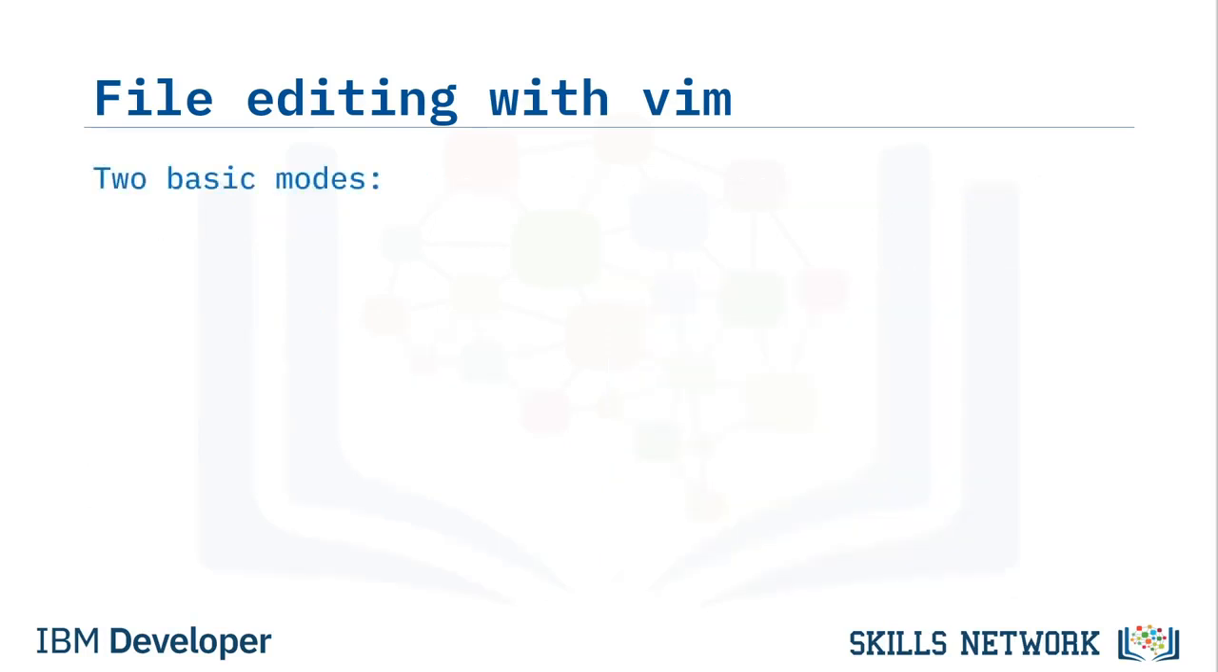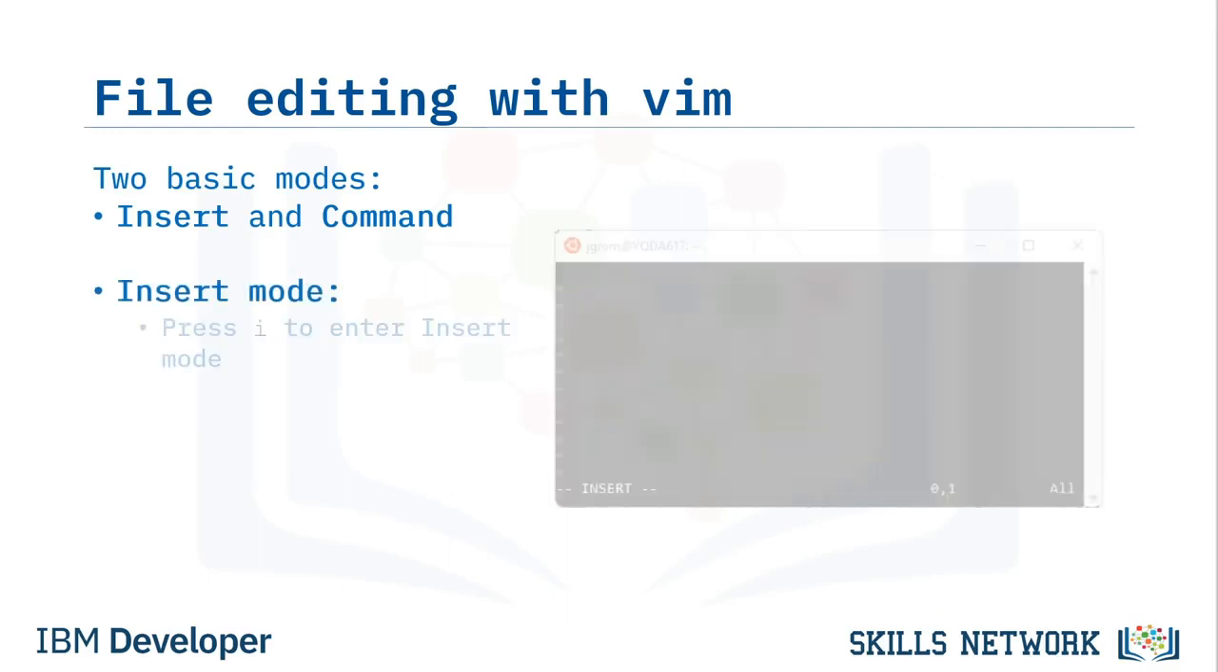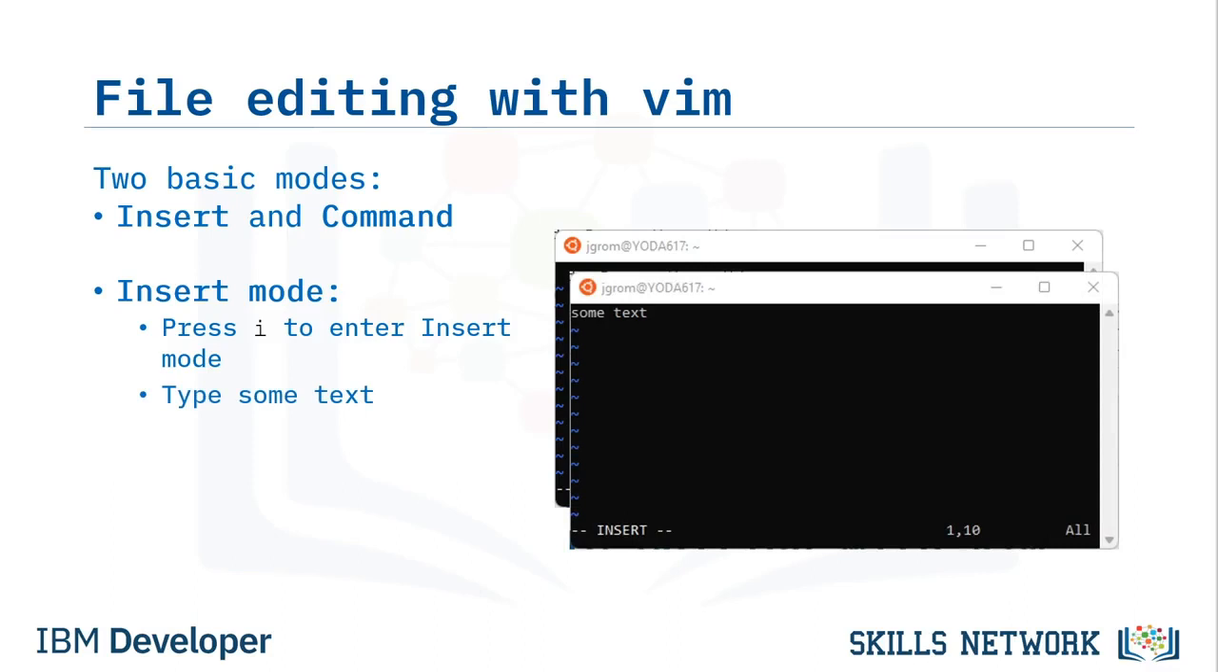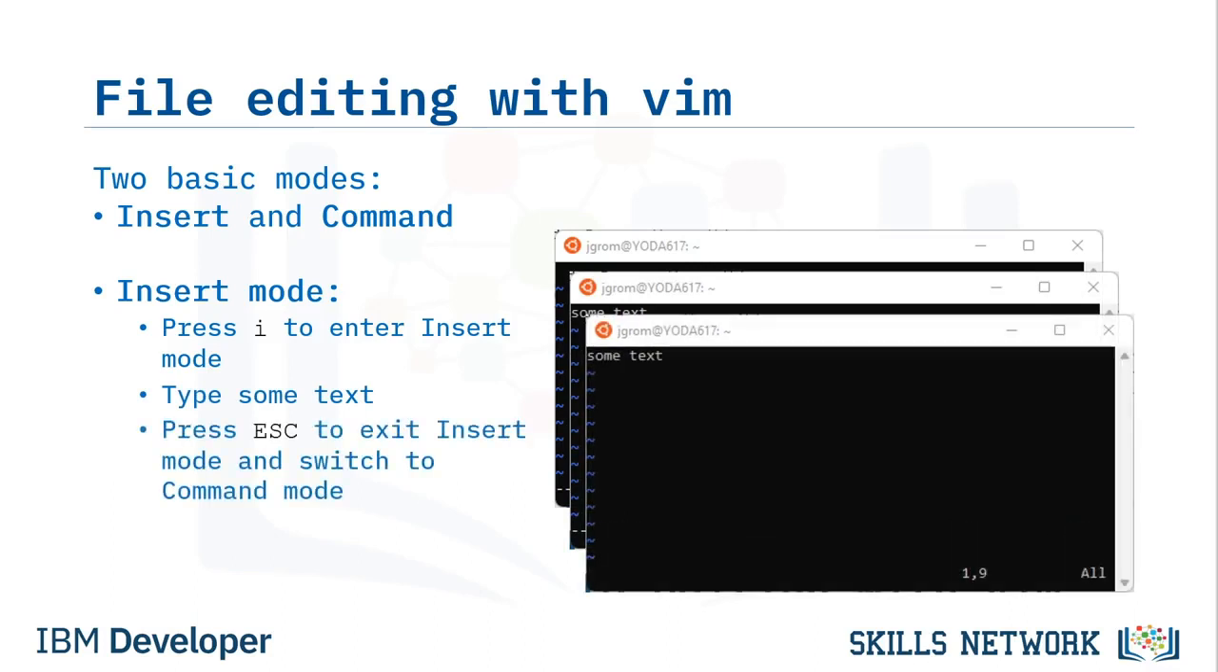Vim has two basic modes: insert mode, where you enter text, and command mode, where you do everything else. After you start a Vim session, press i to enter insert mode. Type some text, for example, some text, and press the escape key to exit insert mode and switch to command mode. And the text is written to the buffer at the current cursor location.